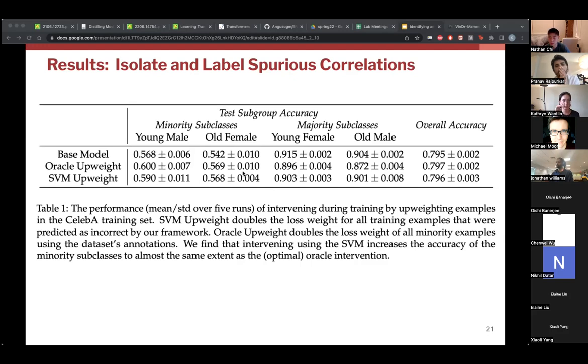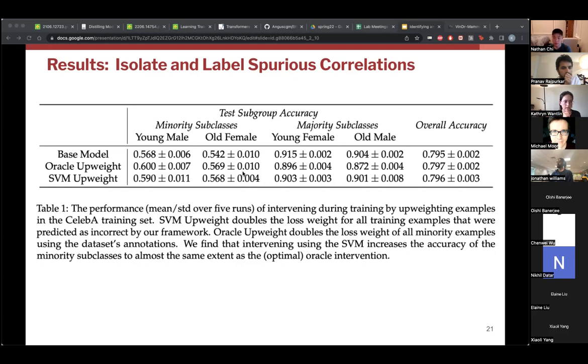Sort of the last aspect of this paper is they wanted to show that there was a suitable way, based on these SVM decision values, to help retrain a model to improve its accuracy scores. So here, the key thing to look at is the 3 model types on the left: the base model, which has not been retrained, and then 2 different retraining strategies, one being the Oracle upweight, and the other being the SVM upweight.